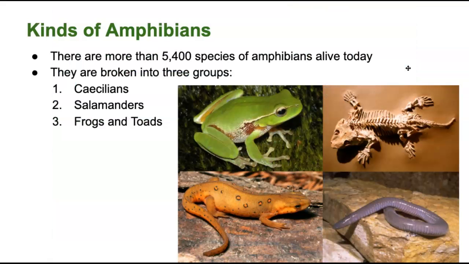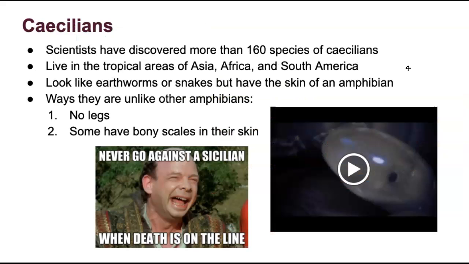There are more than 5,400 species of amphibians alive today, and they can be broken into three major groups. We have caecilians, which maybe you don't know that much about, kind of interesting, salamanders, and frogs and toads. Caecilians. Scientists have discovered more than 160 species of these guys. They live in tropical areas like Asia, Africa, and South America. It's part of the reason we don't see a lot of them.